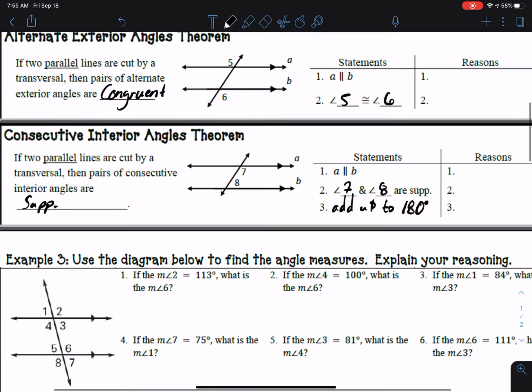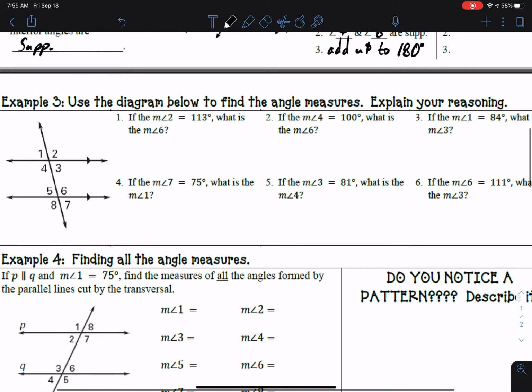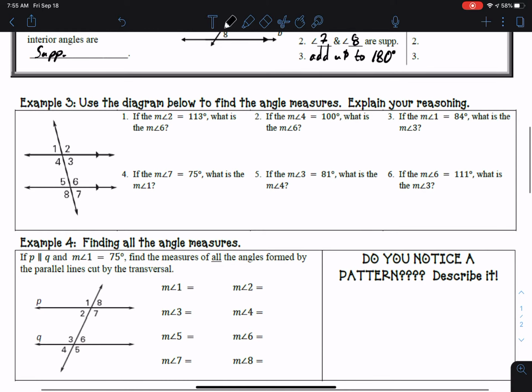All right, so let's try some of this in action. You'll be able to see it a little bit easier down here. It'll make a little bit more sense, okay? So I'm looking at angle 2 here, and it's 113 degrees. What is angle 6? Well, angle 2 and angle 6, this one's a big angle, this one's a big angle, so they're the same, so that means that angle 6 is 113.